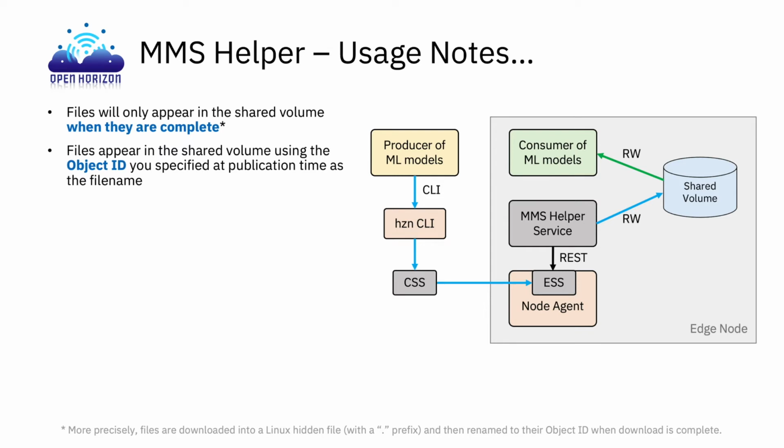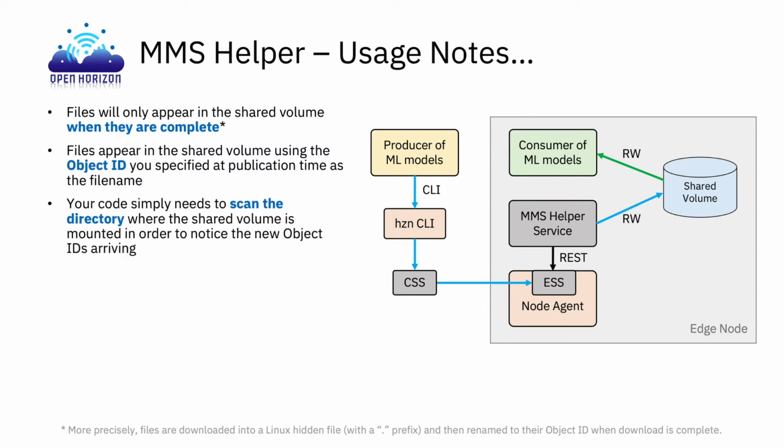And files appear in the shared volume using the object ID you specified at publication time as their file name. And so your code simply needs to scan the directory where the shared volume is mounted into your container in order to notice the new object IDs arriving.